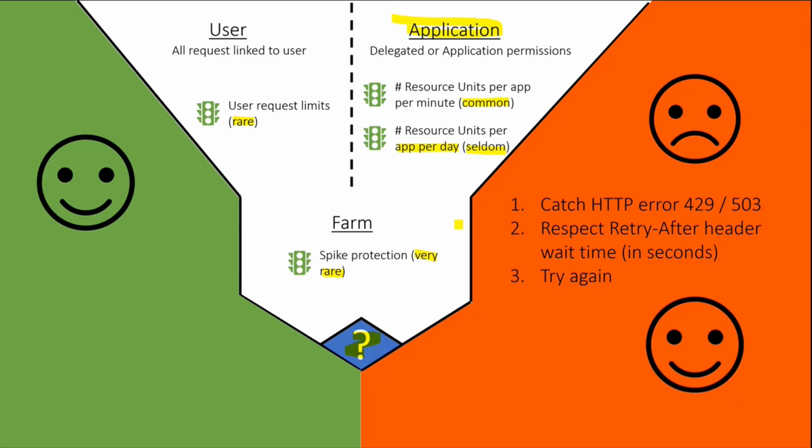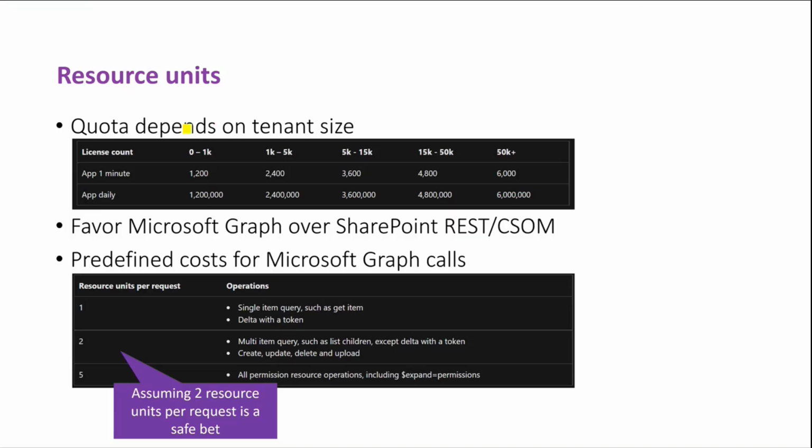Now we use those resource units. We talked about that previously. Resource units are our way to document what your application can do before it gets throttled. And the number of resource units an application gets depends on the tenant size. So the larger the tenant is, the more one particular application can do.